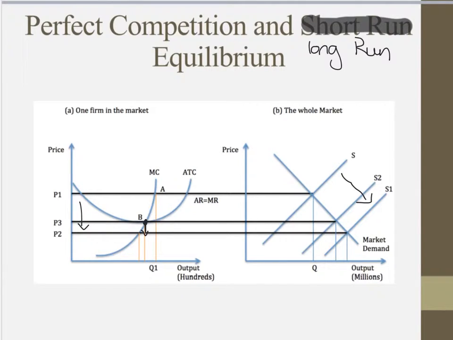So firms will see these subnormal profits and then they'll start to leave the market. And remember, there's no barriers to entry or exit. So they'll leave the market, shifting it up to P3, and therefore you will end up at this point where MC equals MR, and it's on your average total cost curve, which means that you'll be making normal profits, which is what will always happen in perfect competition in the long run because you have no barriers to entry or exit.